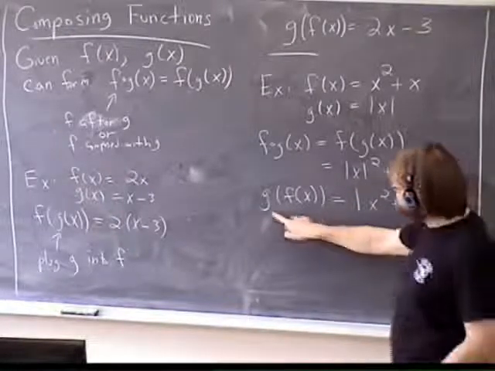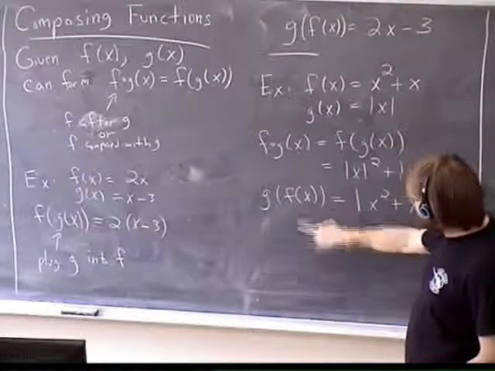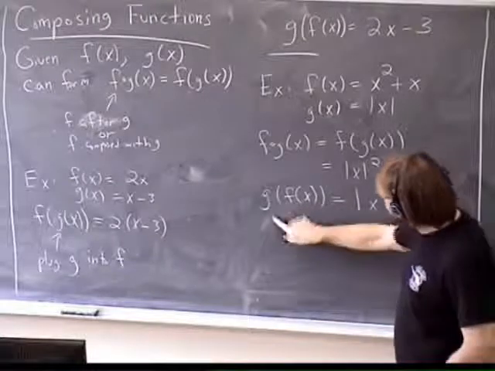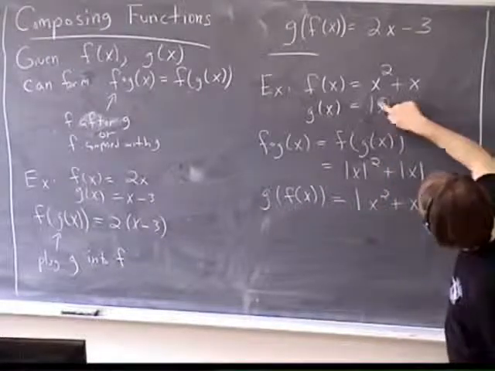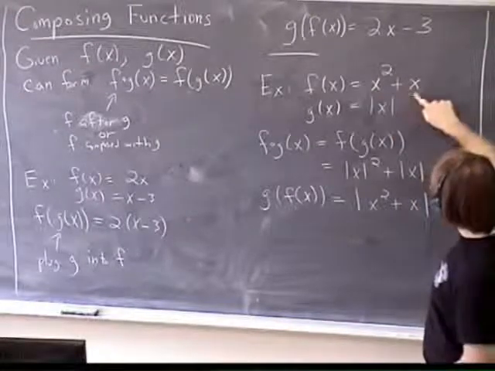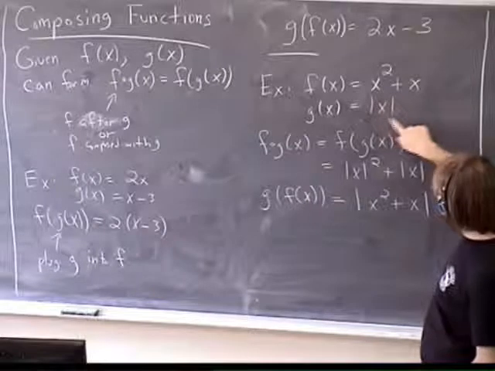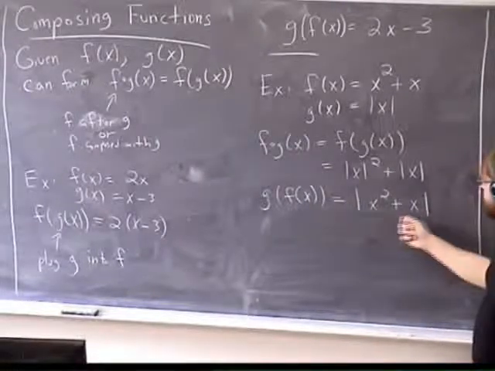Again, we could go in the other direction and do g after f, and that's where we would plug f into the expression for g, which means we'll replace this x in the expression for g with all of f. And so this whole expression gets put in between these absolute value bars, and we get absolute value of x squared plus x.